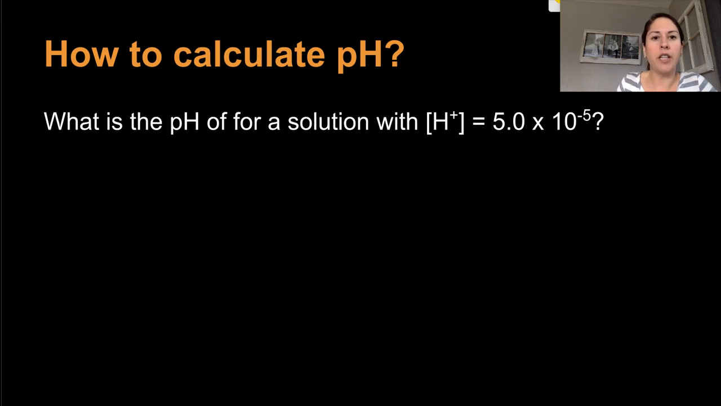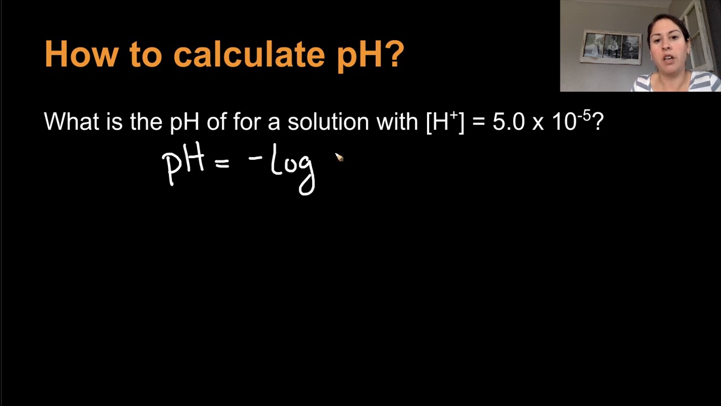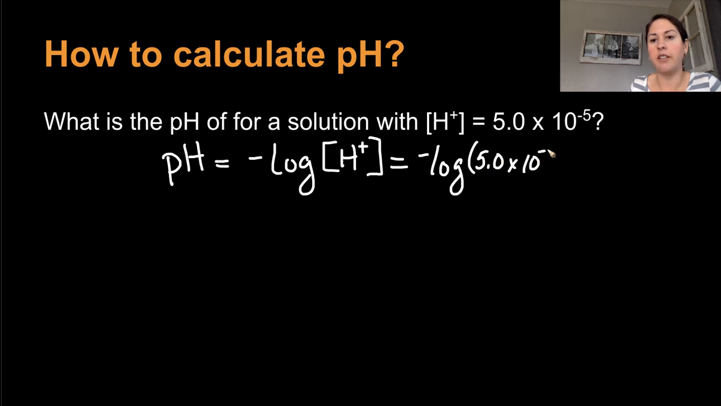Well, if we take a look at this, we know that to figure out pH, pH is always equal to the negative log of the hydrogen ion concentration. Okay, so that's our equation for that. And so if this is our hydrogen ion concentration, we just plug that in. So negative log of 5.0 times 10 to the negative fifth. So you'll have to hit your negative button and the log button in order to do this on your calculator.